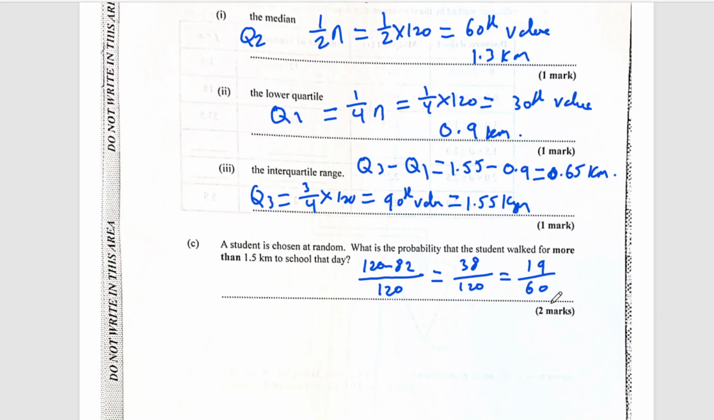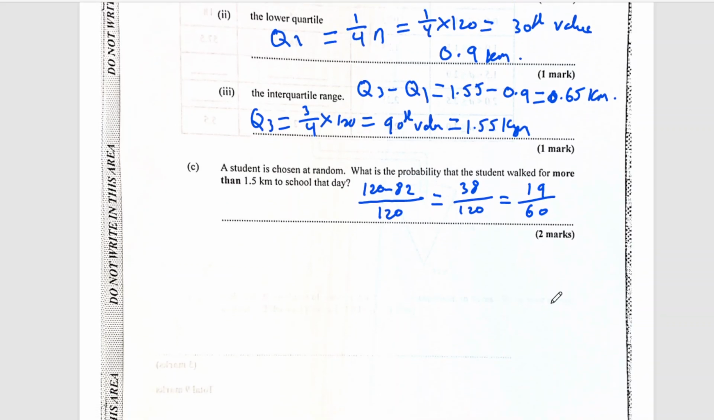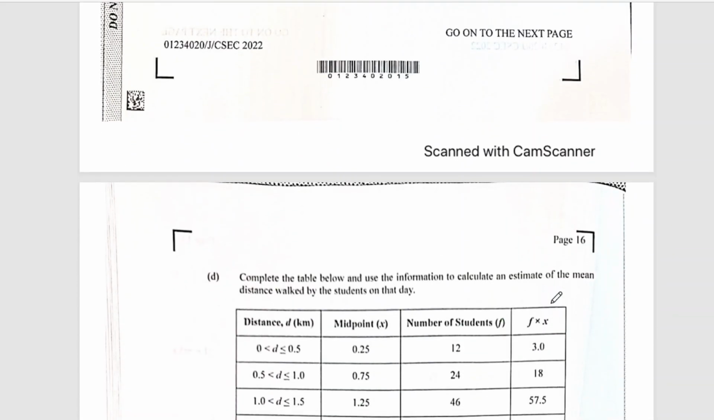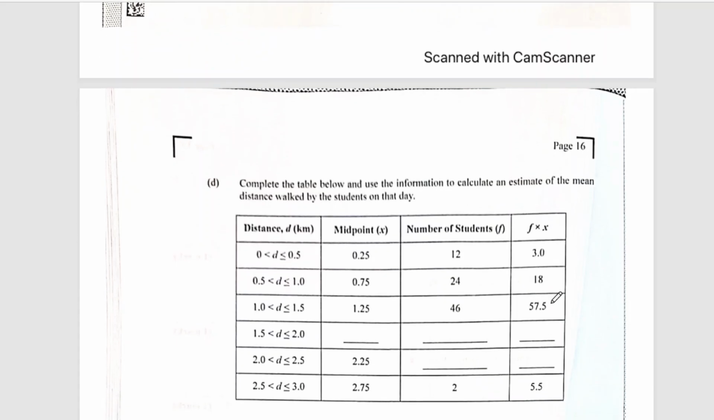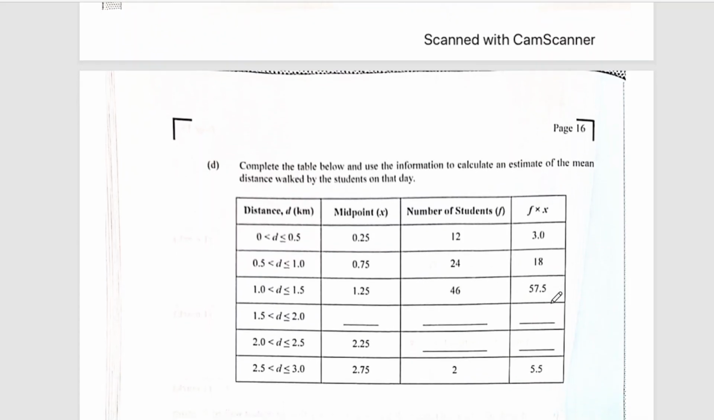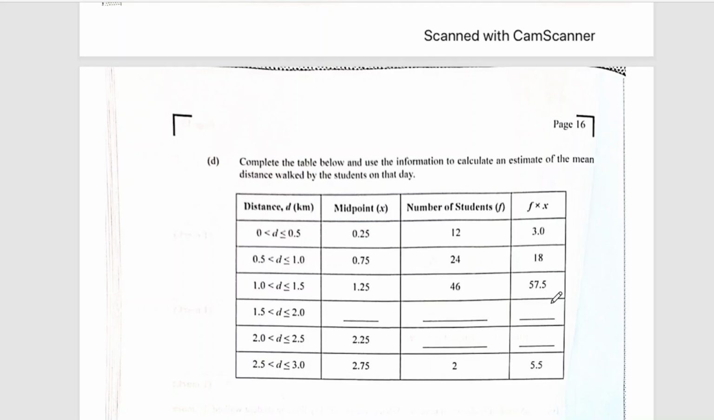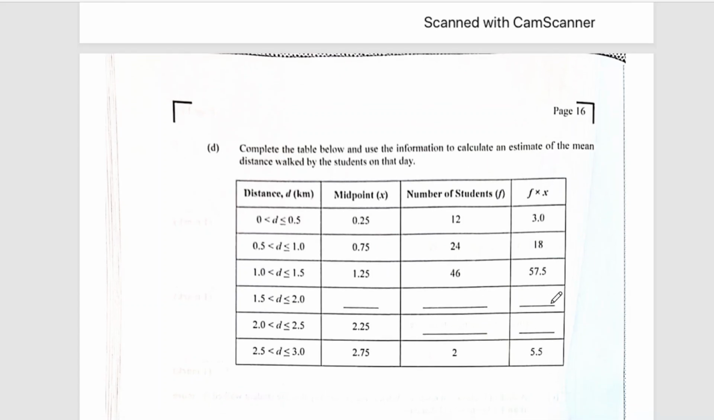Right, so remember when they ask for less than, you take the exact value from the curve. If they ask for more than, you need to take that value and subtract it from the total. Alright, this question is still going on. Complete the table below and use the information to calculate an estimate for the mean distance walked by the students on that day.